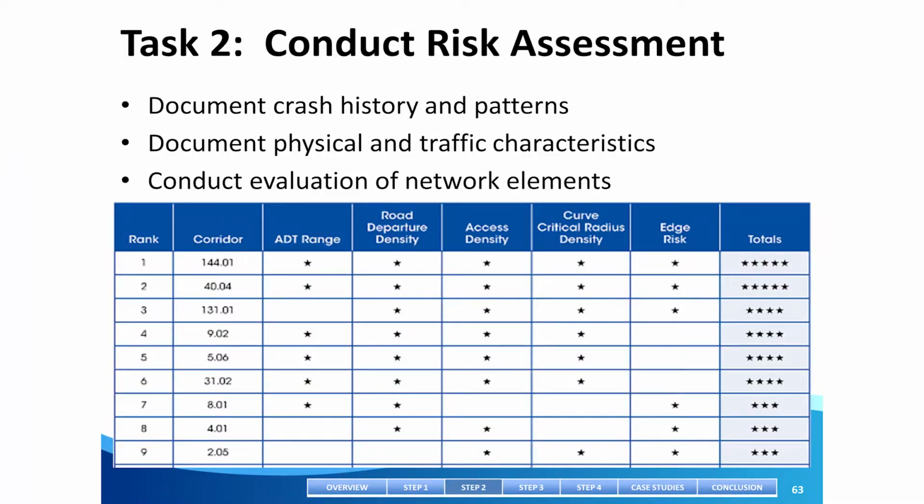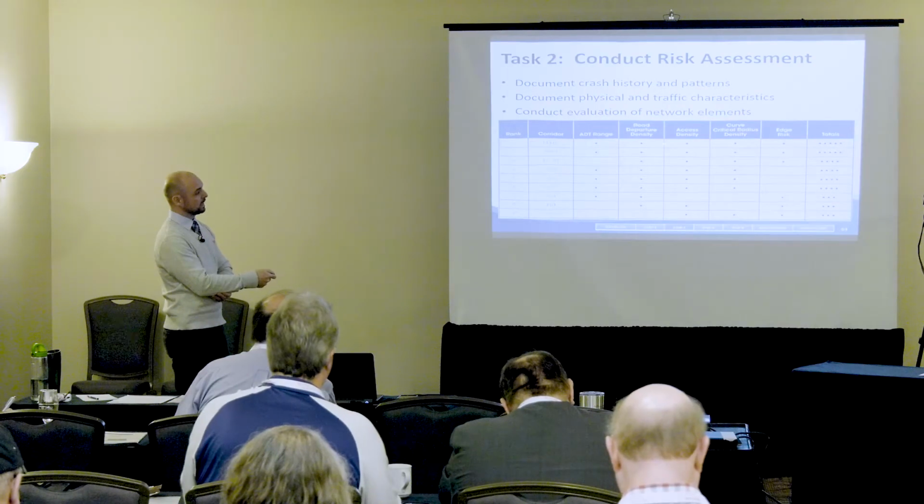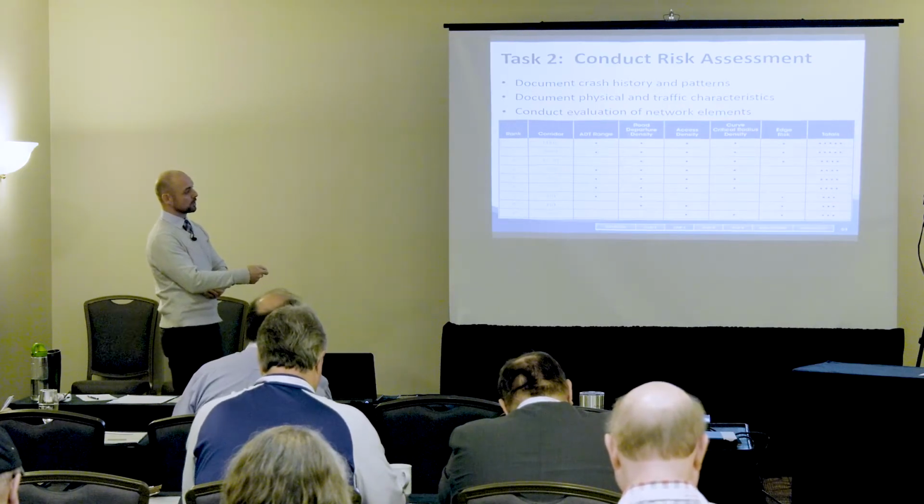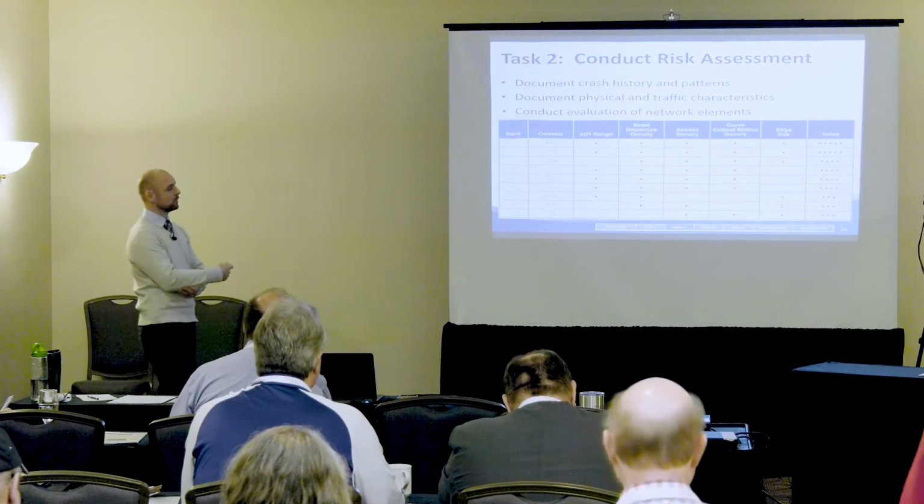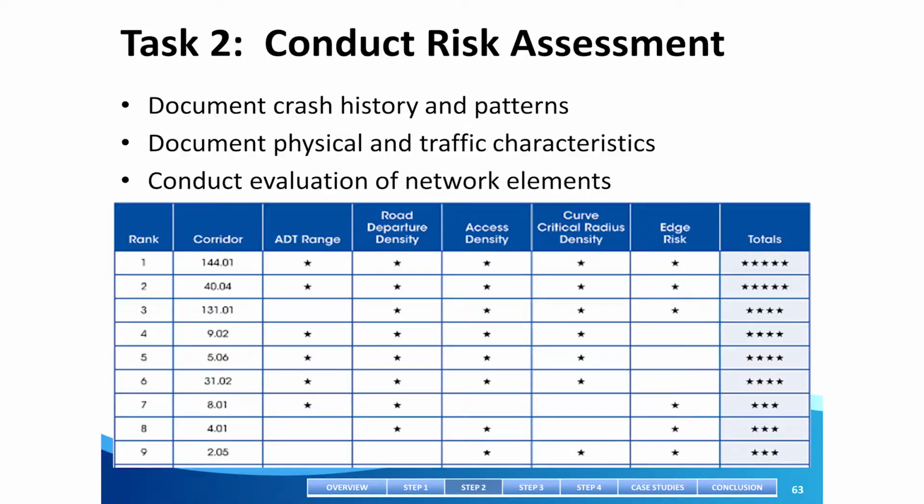So things we might want to add, you mentioned earlier, traffic volume we already had, but we could look at the curve radius. We could look at the risk related to the roadside. So this is called edge risk here, but really something related to the clear zone. Some other things that they looked at, they did include the road departure crash history, or the density of road departure crashes as a risk factor, and access density.